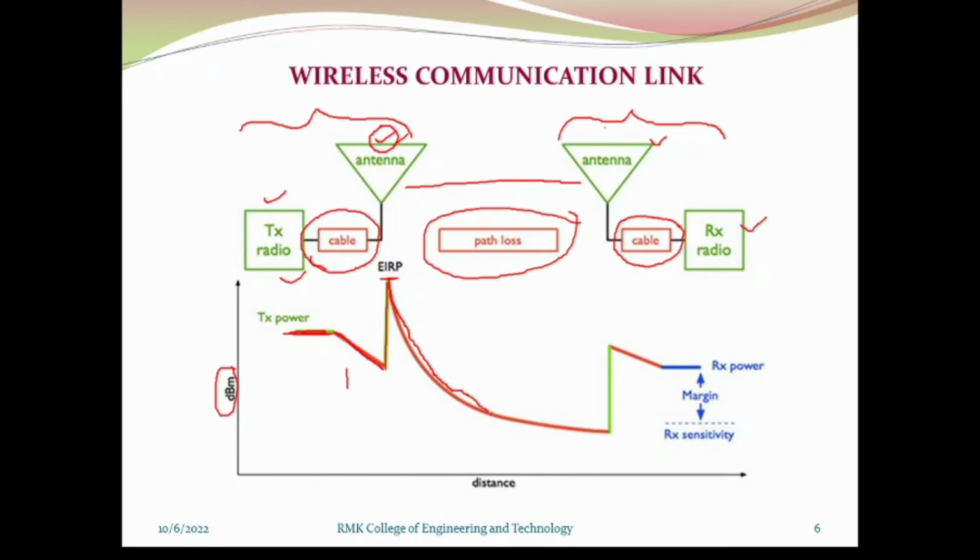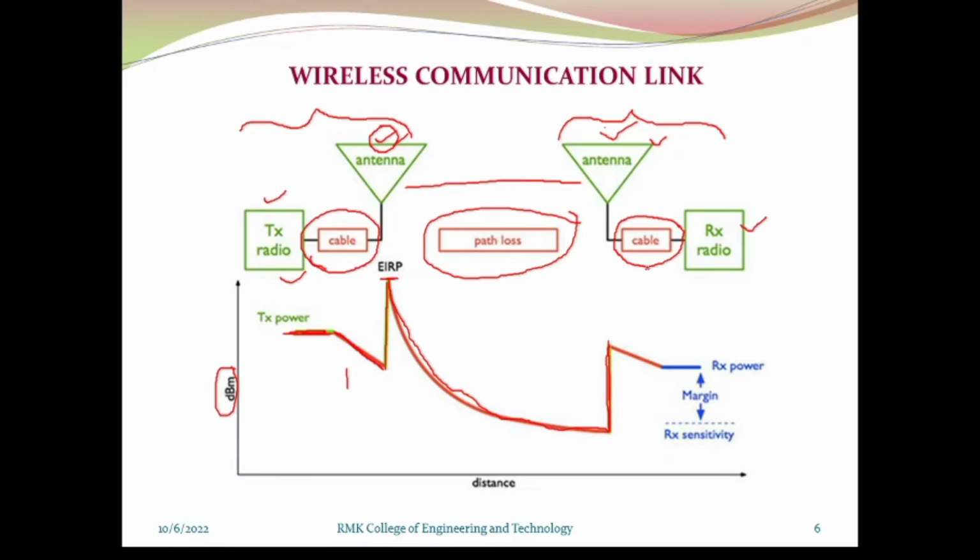This is due to the path loss. Since it is wireless communication, we have a path loss. So this power has been reduced to this much. Then again, due to the gain of the antenna, we have this much power we are able to receive. So this is the received power.